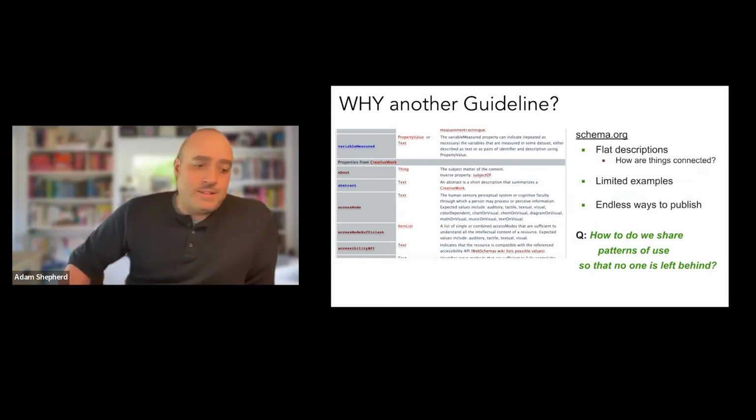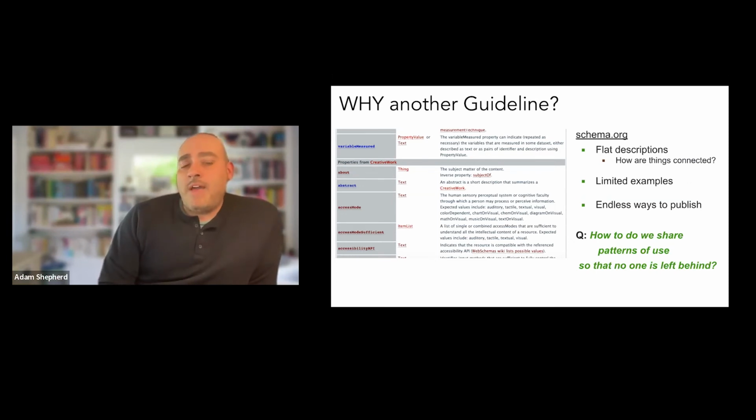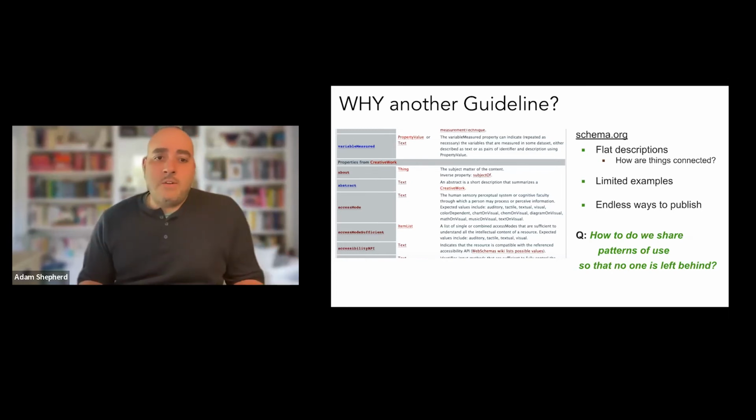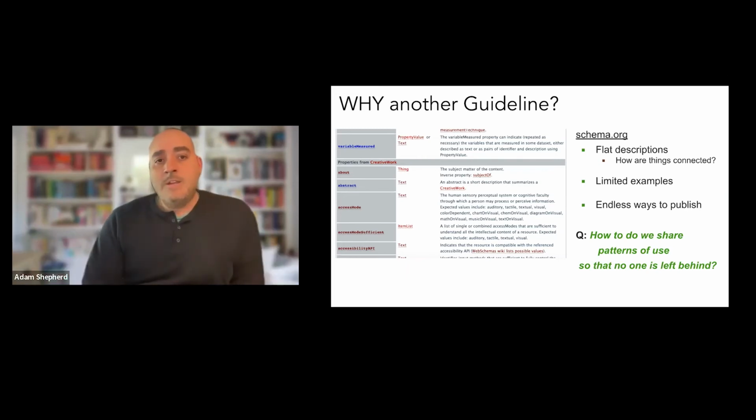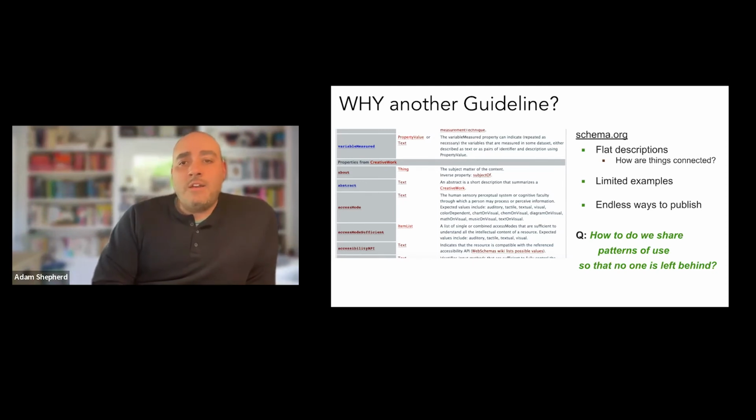Why do we need this other set just for science? For me, it really came down to the fact that when you go to schema.org and browse the website, it's really flat descriptions of the vocabulary, and you don't have a great sense of how conceptually things are linked together. If you remember back in Chuck's talk, when we were looking at that paper and how that graph spread out, we really wanted to address that notion with our guidelines.